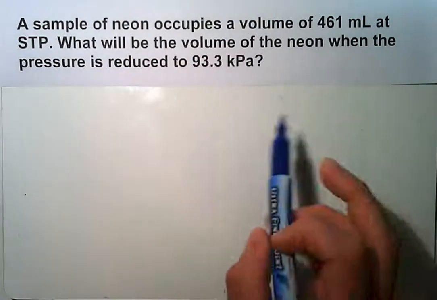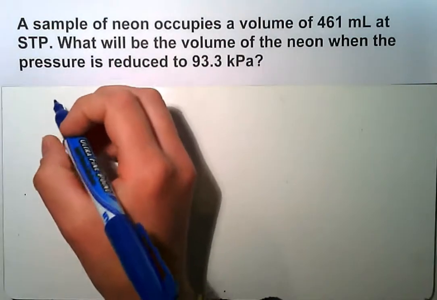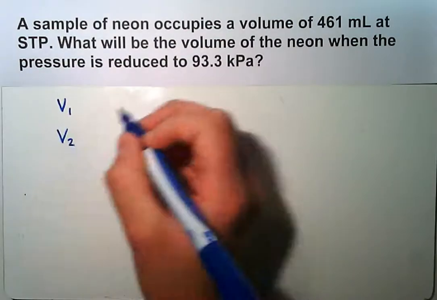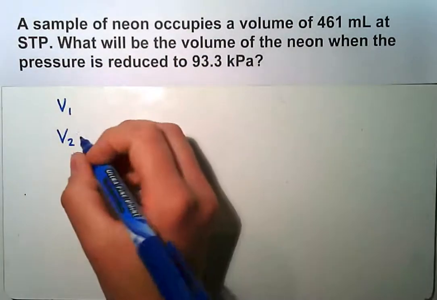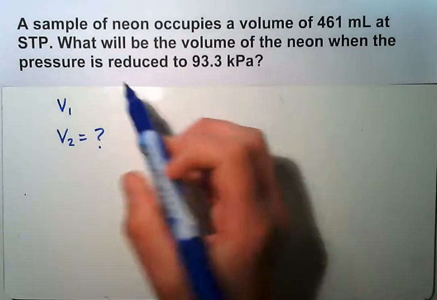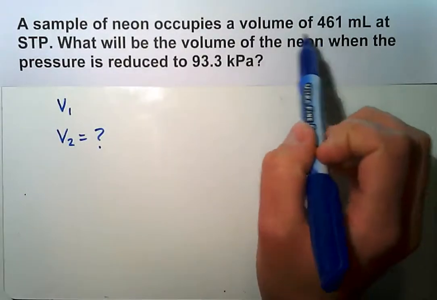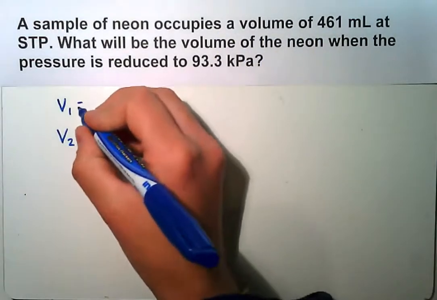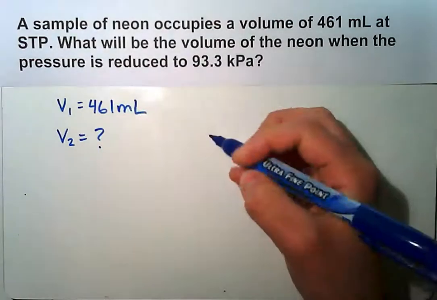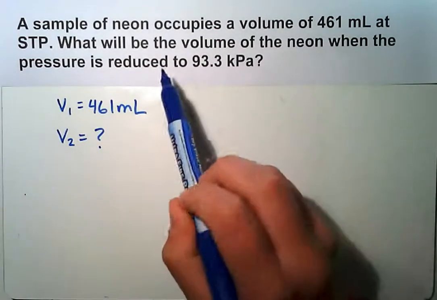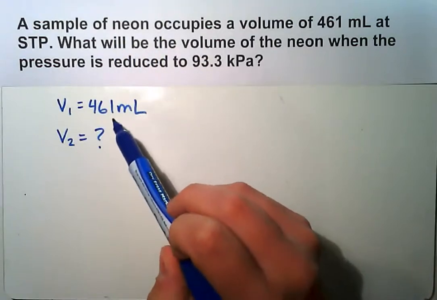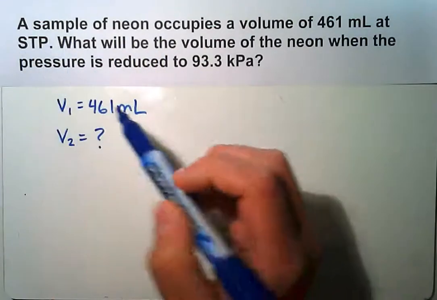the pressure is reduced. So I'm going to start by writing out my variables. So my V1 and my V2, it says what will be the volume. So I know that I'm looking for my V2 value. And it gives us an initial volume of 461 milliliters. So I'm going to go ahead and write that down. Then it says the sample that's at 461 milliliters is at STP.